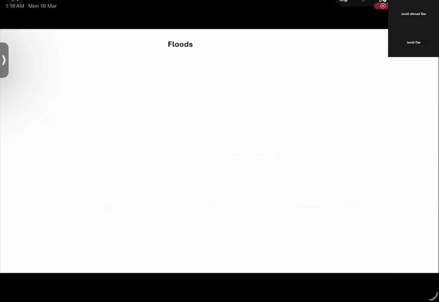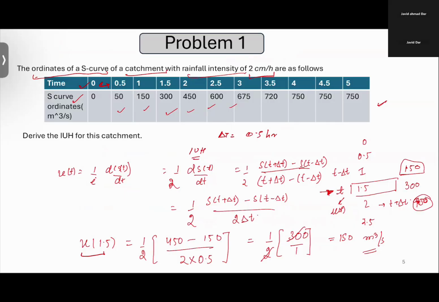So any questions on this problem? I think it's straightforward, as we did in the unit hydrograph derivation from the S curve also. The only thing that's different here is that your delta t is very small, whereas in that case delta t used to be the duration of the hydrograph, which needed to be calculated.